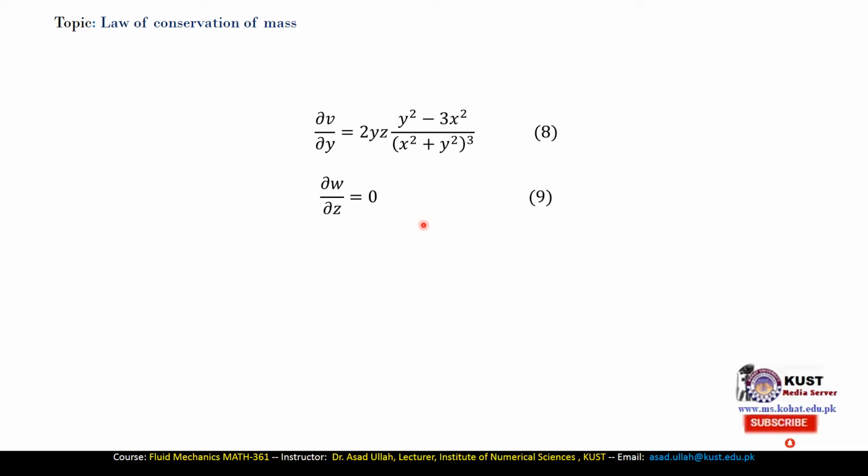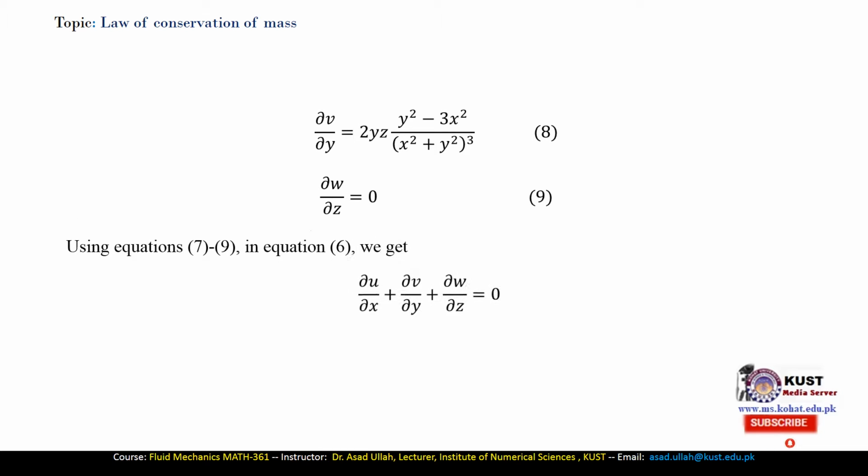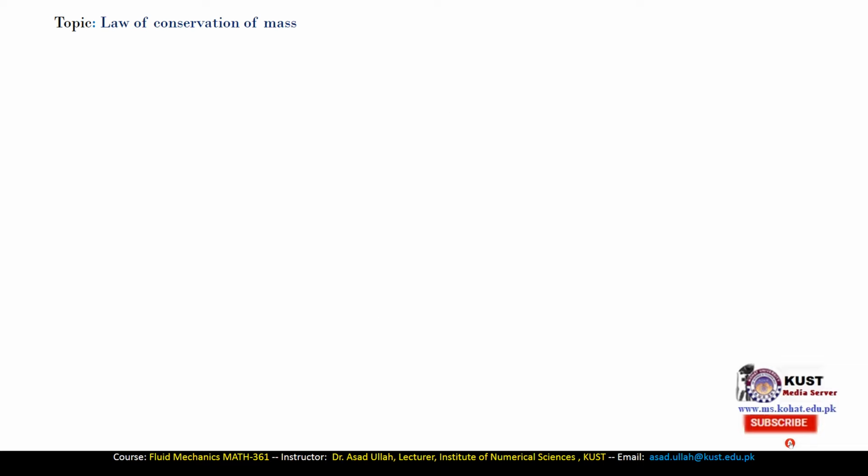So using equation number 7, 8 and 9 in equation number 6, we get the result in the form of the satisfied continuity equation. That is, the left hand side is equal to 0 and the right hand side is also equal to 0. So equation of continuity is satisfied identically. It means that the fluid flow is possible.